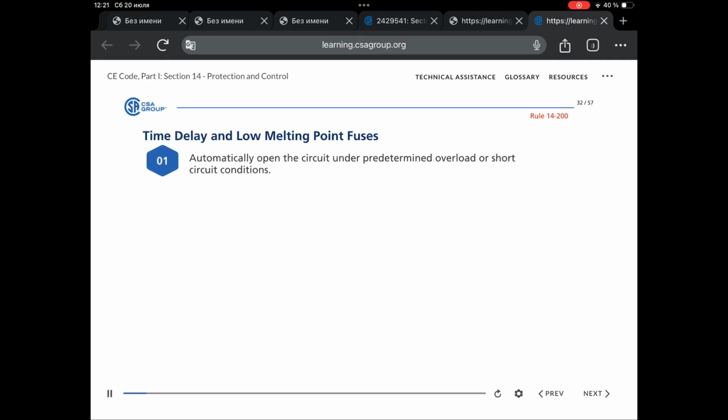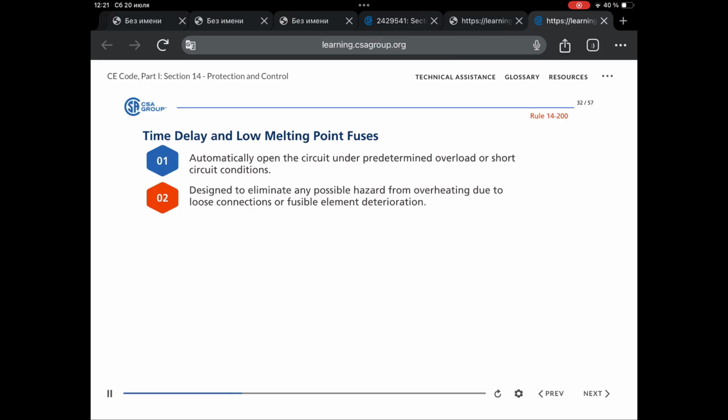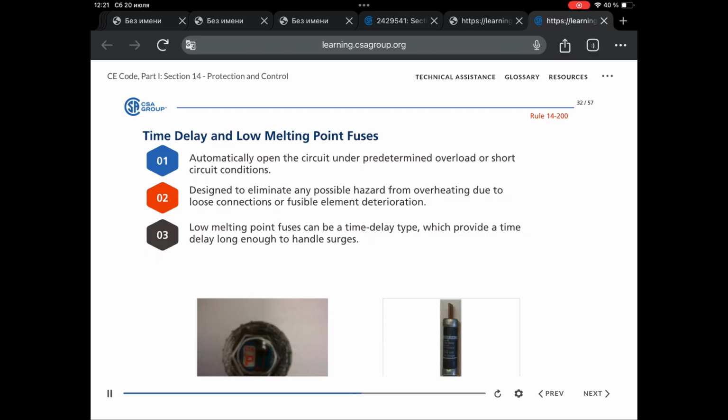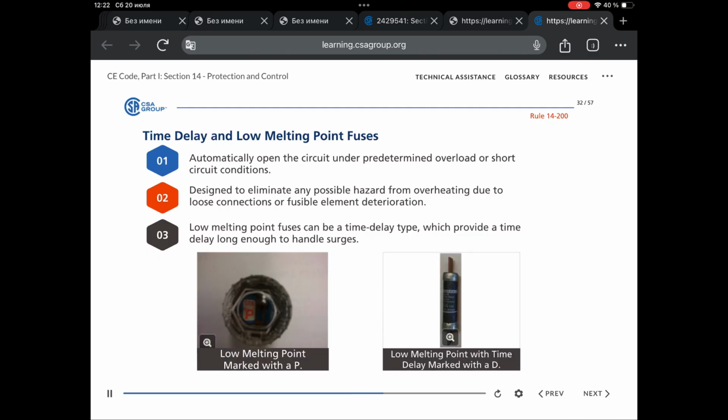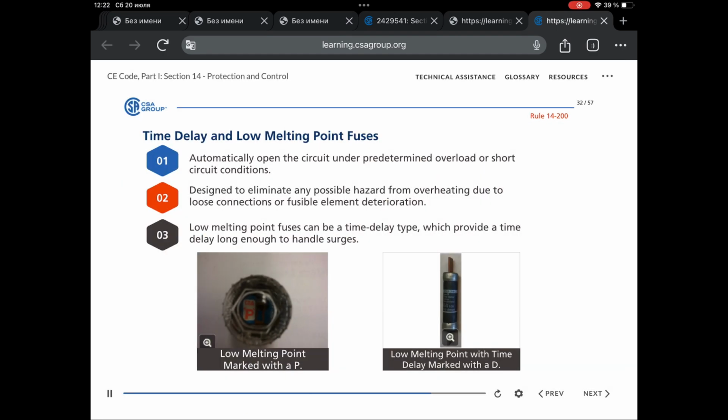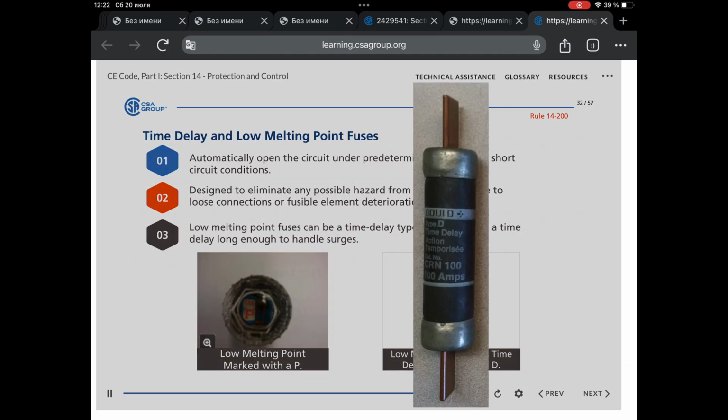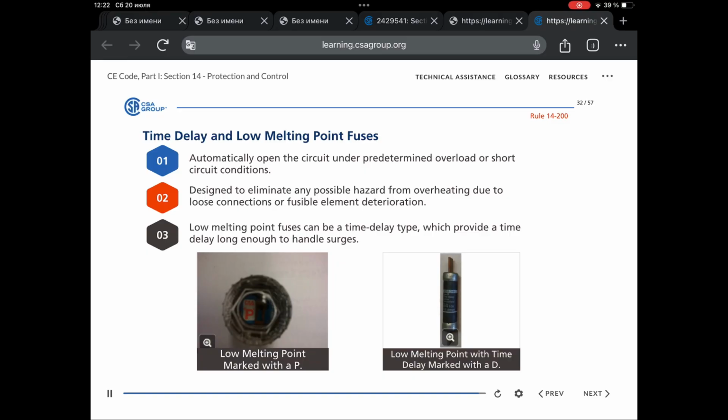Low melting point fuses automatically open the circuit under predetermined overload or short circuit conditions. They are also designed to eliminate hazards from overheating due to loose connections and deterioration in the fusible element. These fuses are also available in a time delay type, which are designed to handle short duration surges such as the inrush current of a starting motor. Since they are physically interchangeable, low melting point fuses are marked with the letter P, and low melting point time delay fuses are marked with a D to ensure that the proper fuse is used for the application.